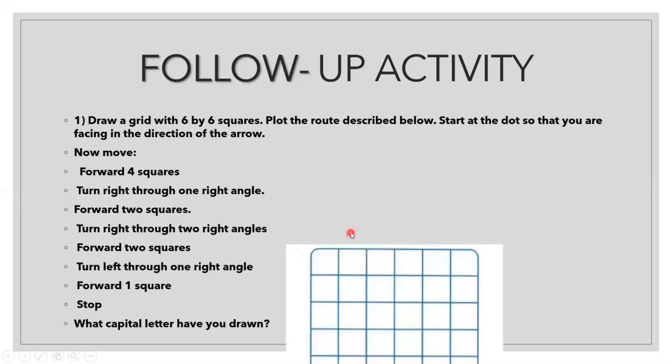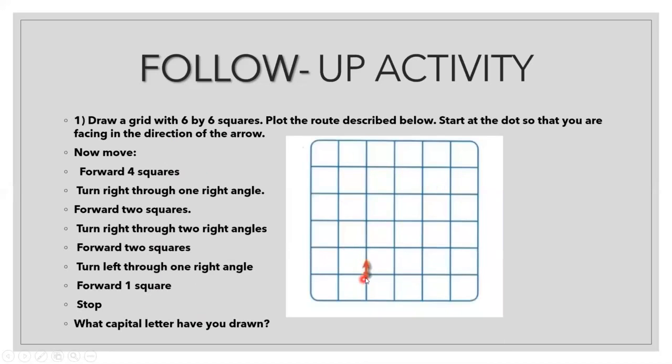And the 6 by 6 square looks like this, and this is the arrow mark. From this point you have to start. Forward 4 squares means 1, 2, 3, 4. Then turn right through 1 right angle, this is how 1 right angle looks. From that, forward 2 squares, 1, 2. So like this you have to follow the instructions given, and the net result will be a capital letter. Just find out that capital letter and share it with me via Class Dojo.